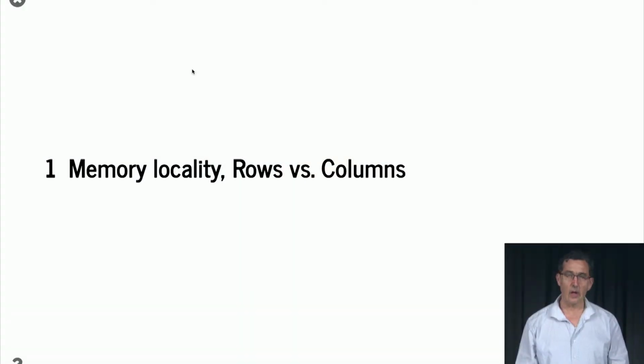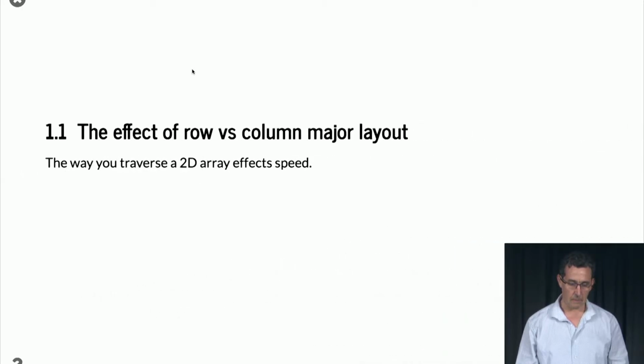Hi. This time we're going to look at the notebook that demonstrates a special type of locality called row versus column major. What we are talking about are two-dimensional arrays and the way that you should traverse them. In a previous video, we already saw that arrays are better than linked lists in terms of locality. But now we're going to look at a more detailed view for a two-dimensional array.